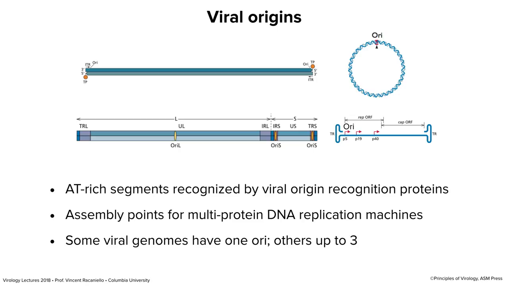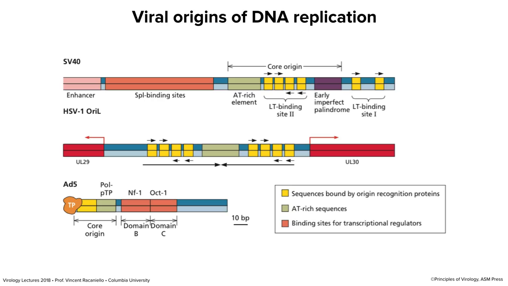Of course, I showed you that that's where DNA synthesis begins, but how does it work? So there's specific sequences involved, for sure, because you can take an origin, say a 100 base pair fragment of DNA with an origin, and put it into another molecule, and that will serve as an origin of replication. These typically are AT-rich segments. They're recognized by origin binding proteins like T antigen. And as I said, that's where DNA synthesis begins. So let's take a look at some viral origins.